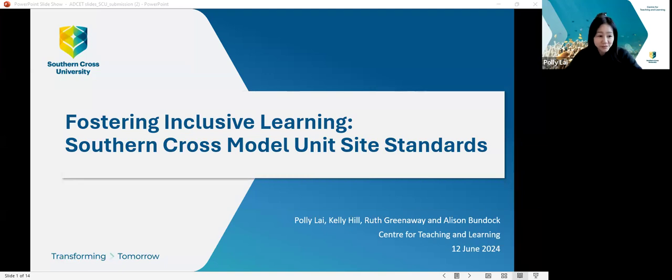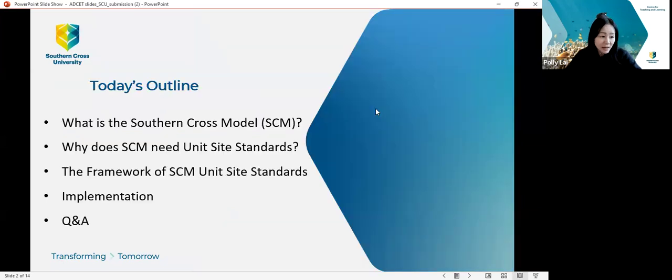at Southern Cross University. So today's outline: in the past 3 years, Southern Cross University has gone through a significant transition in curriculum redesign. So today I will introduce what the new Southern Cross model is first, and then talk about the reason why the new Southern Cross model needs these unit-site standards, what the framework of these unit-site standards is, and how we implement this within the university.